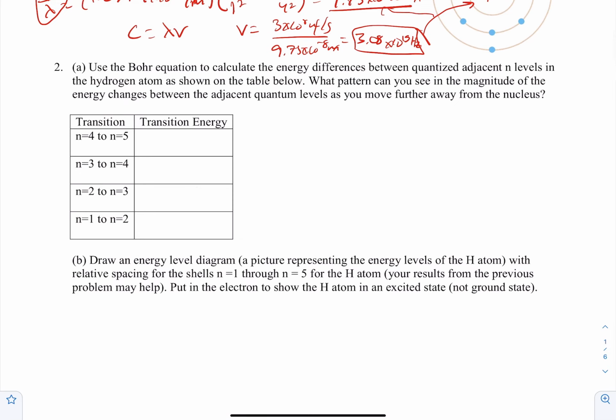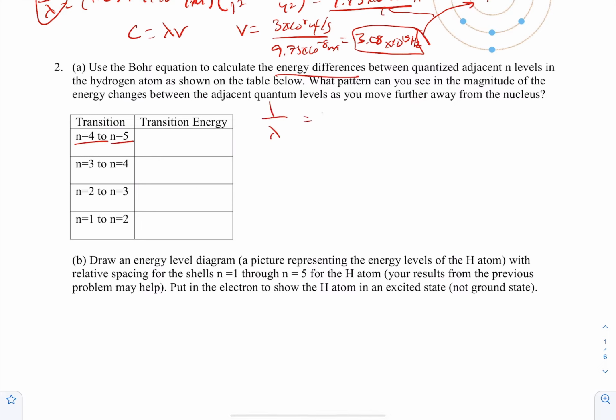Okay, number 2: use the Bohr equation to calculate the energy differences between quantized adjacent n levels in the hydrogen atom, as shown on the table below. What pattern do you see in the magnitude of the energy changes between the adjacent quantum levels as you move further away from the nucleus? Okay, so here's the problem. We're looking for energy differences now. So we're moving from n equals 4 to n equals 5.